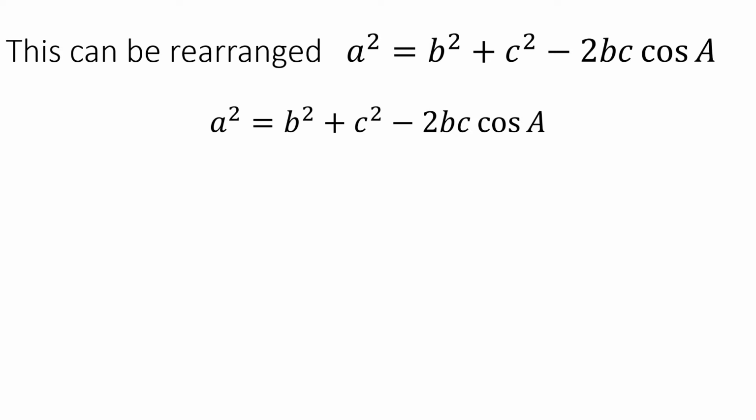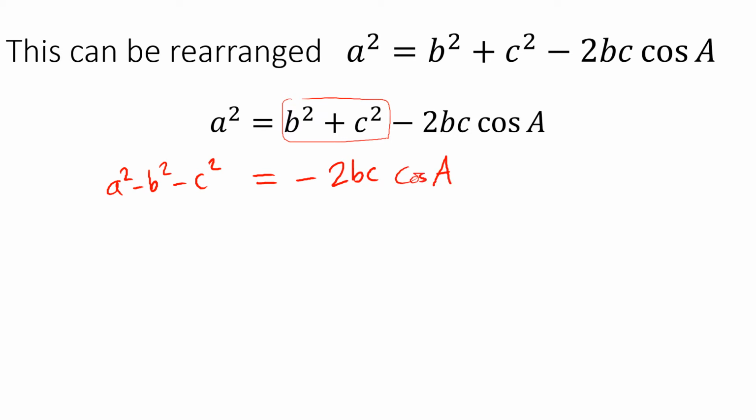So if I was trying to rearrange this, I want to make cos A the subject. I'm going to first subtract the b squared and the c squared. So we're going to end up with a squared minus b squared minus c squared on this side, and on the right hand side we've still got minus 2bc cos A. So I subtracted them.